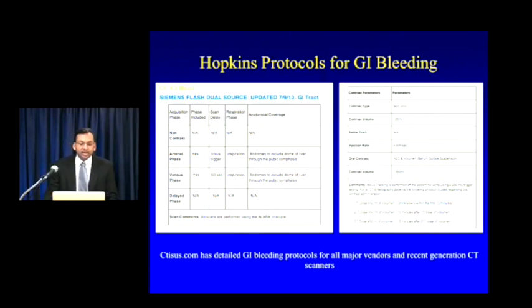Now, I'm not going to go into a lot of the details in terms of our protocols, but I will say that Dr. Fishman has put our standard GI bleeding protocol for a number of different scanners up on ctss.com. So I would strongly recommend that if you plan on implementing this protocol at your own hospital, just take a look at his protocols. They work really, really well.